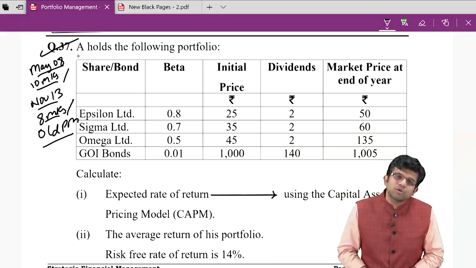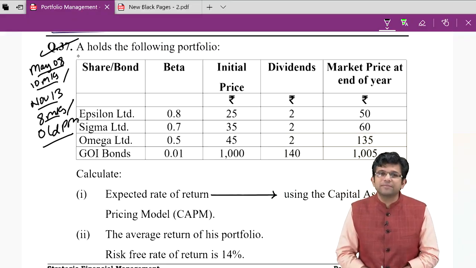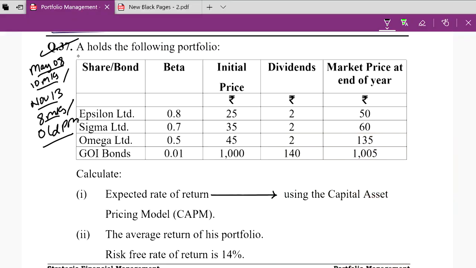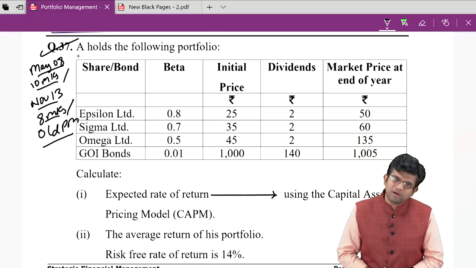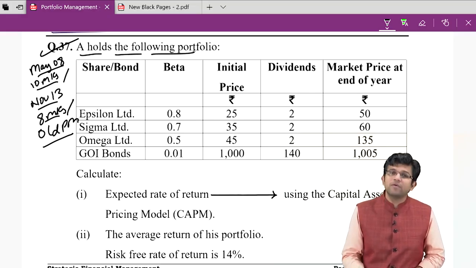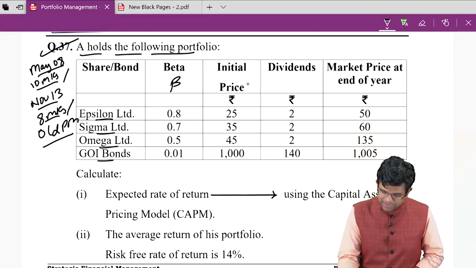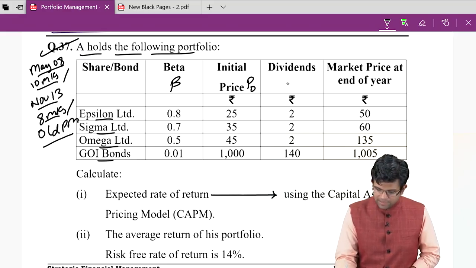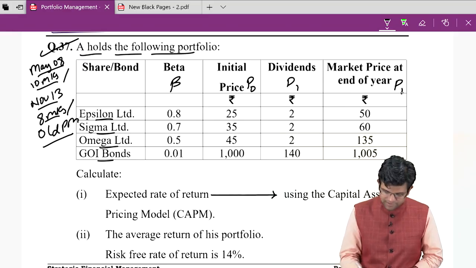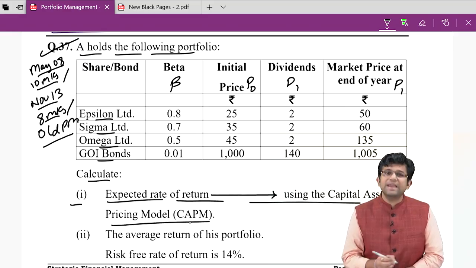Can we start? Students, I would request everyone to pause the video here and read this question carefully. Okay students, I hope you all have read the question. Let us try understanding what it is all about. A holds the following portfolio: Epsilon Limited, Sigma Limited, Omega Limited, Government of India bonds. Beta is given. Initial price, that means P0, is given. Dividends, basically D1, is given. Market price at the end of the year means P1 is given. They are saying calculate, point number 1, expected rate of return using CAPM.